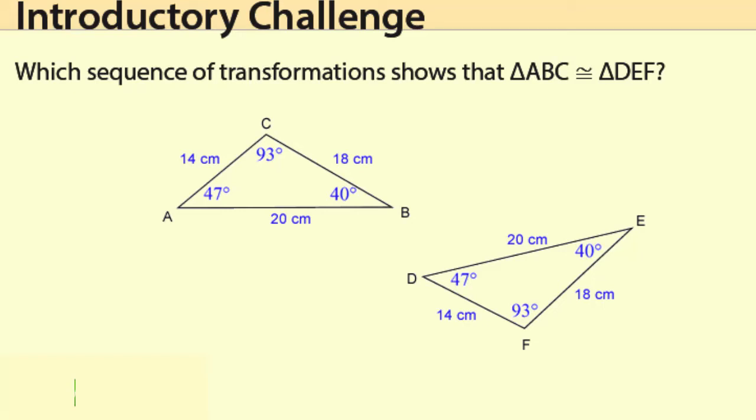So the big picture for this lesson is triangle congruence and the transformations that can show triangles are congruent. So looking at these triangles, all the corresponding measures are the same. So angle A is congruent to angle D, angle C congruent to angle F, angle B congruent to angle E, and the corresponding side lengths are also congruent. So the question is, what transformations can be used to show this congruence?